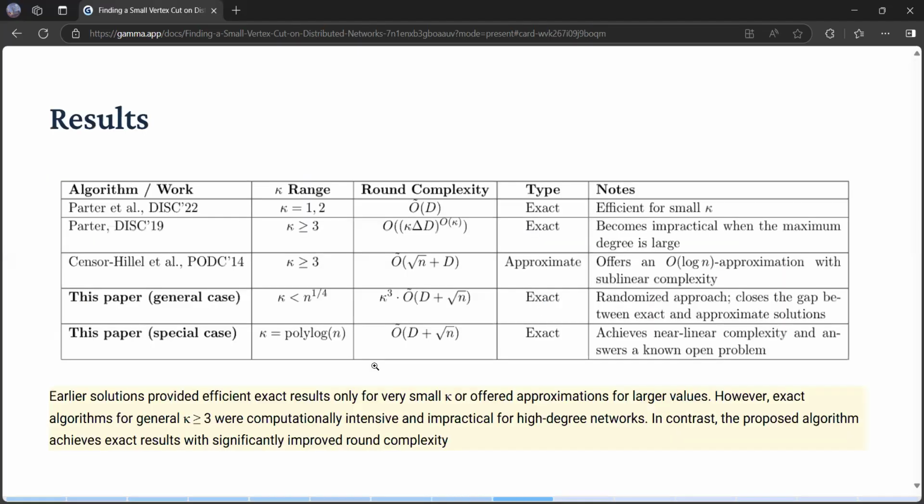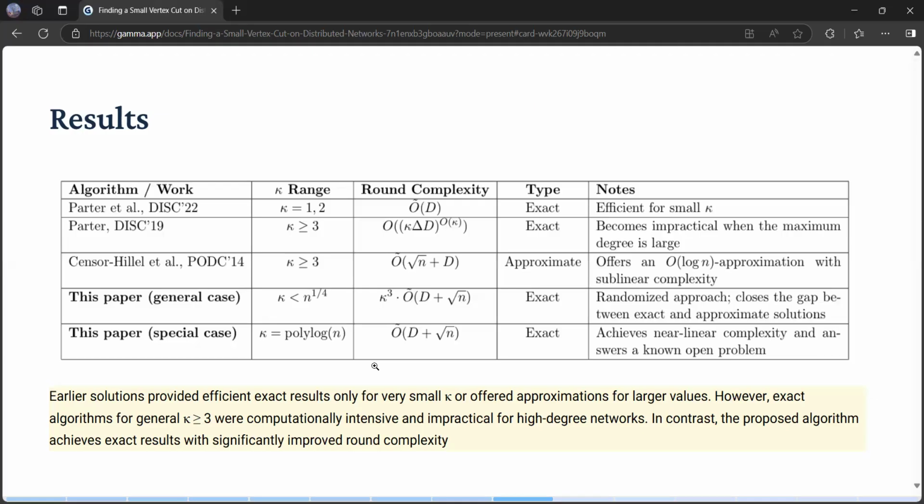So moving on to the results. This whole table basically summarizes our results for small k values. Parter's work is efficient, but it struggles with larger k values. And Censor-Hillel's provides approximations, but our algorithm delivers exact results for k values up to n to the power of a quarter, with complexity k times k to the power 3 with big O(d + square root of n). For the special case of k equal to polylog n, we achieve near linear complexity, solving an open problem. This closes the gap between exact and approximate solutions.